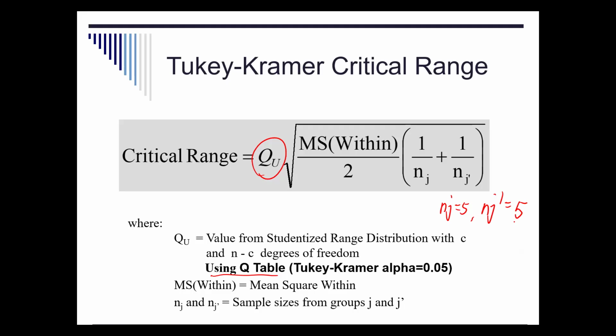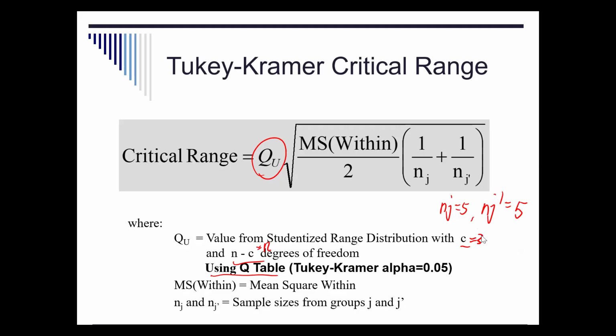In that example. And then Q U is a value with C and n minus C degrees of freedom. C is the number of layers of the categorical variable, so 3 layers: club 1, club 2, club 3. So C equals 3 in that example. N minus C will be 15 minus 3, which is 12. So N minus C is 12.